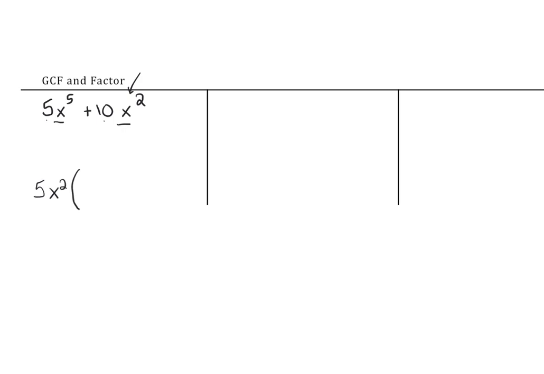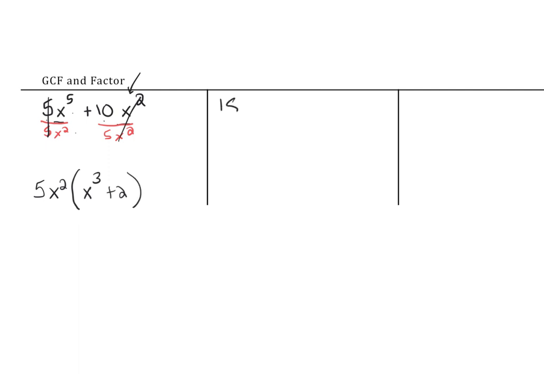And then to write what's left over, I want you just to imagine dividing both terms by 5x squared. So inside parentheses, I will have, so these 5's cancel, and then x to the 5th divided by x squared, subtract your exponent, so it's x to the 3rd. And then here, 10 divided by 5 is 2, and then these cancel.